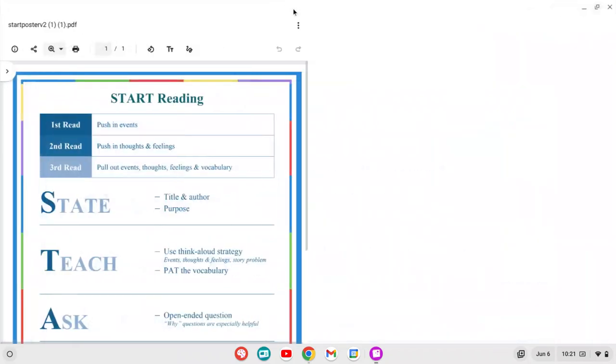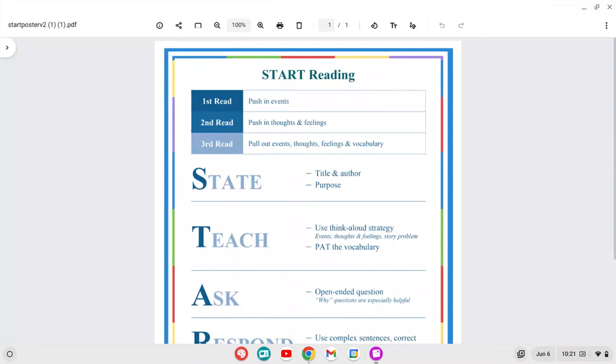Okay. So this is kind of like a little cheat sheet. So first read, you're pushing in the events. Second read, the thoughts and feelings. That's like that reflection. Third read, you're pulling out the events, the thoughts, the feelings, and the vocabulary. So you're kind of scaffolding the students as you're doing that reread, building that fluency, and so forth.